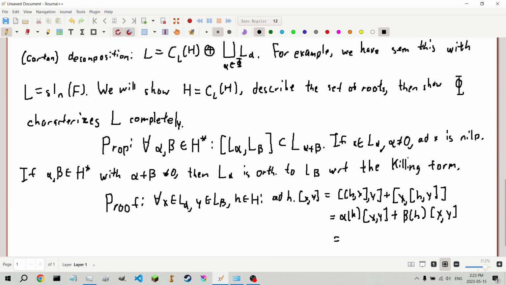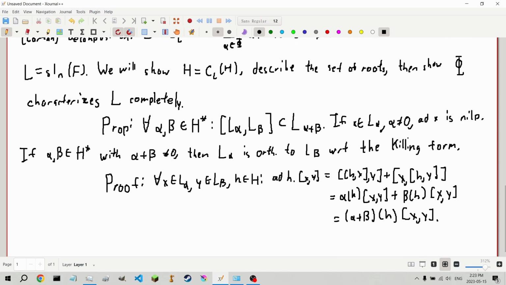And this is equal to the sum of these on H acting on x bracket y, giving us the first two results actually. We can plug this in to get that the adjoint of x is then nilpotent.